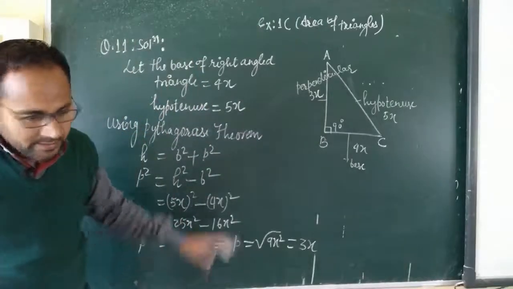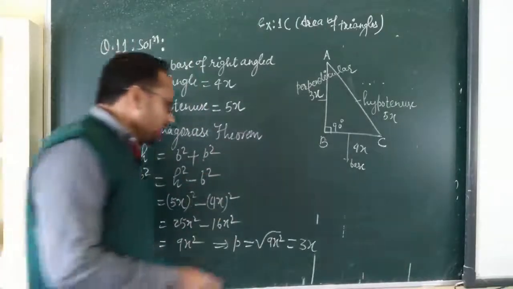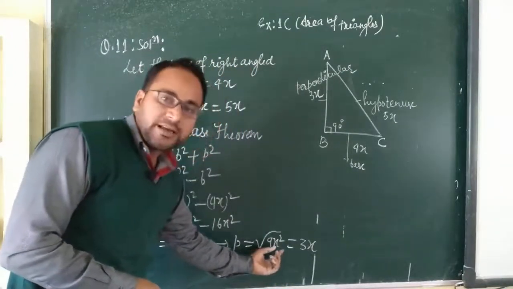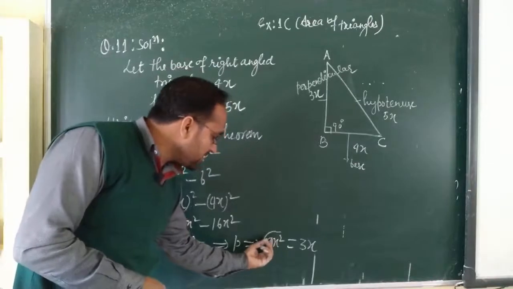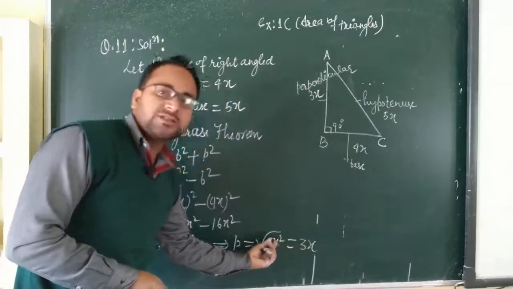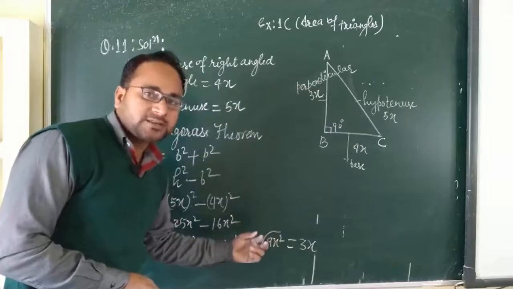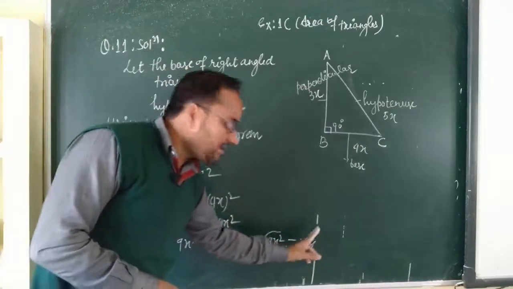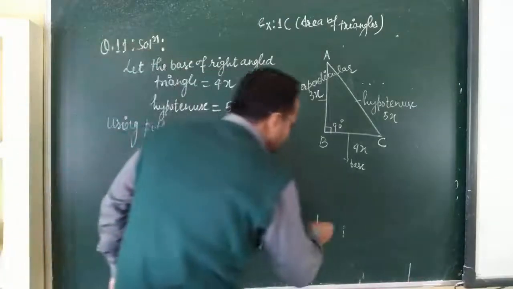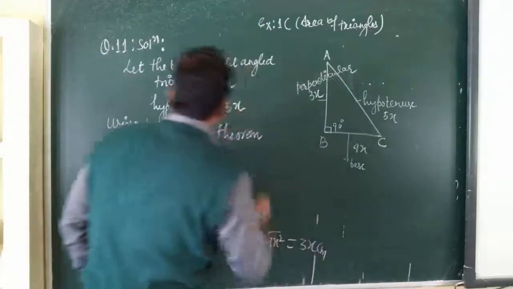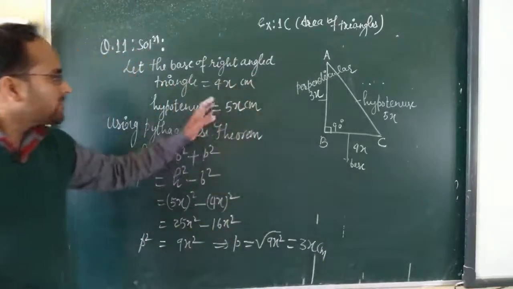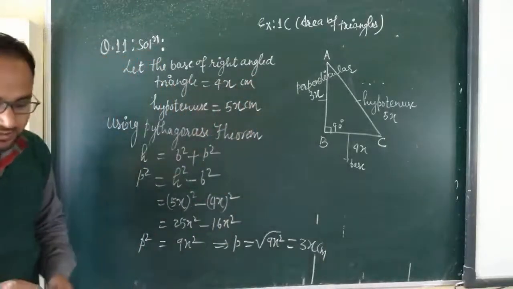Now its perimeter is given. You know how to get this 3x from 9x square. If you take the square root of 9, you will get 3, and the square root of x square is x, because it is a pair of x into x. So you will get 3x. Its unit is centimeter, so you will get centimeter. Here also, if you want, you can write 4x and 5x centimeter.